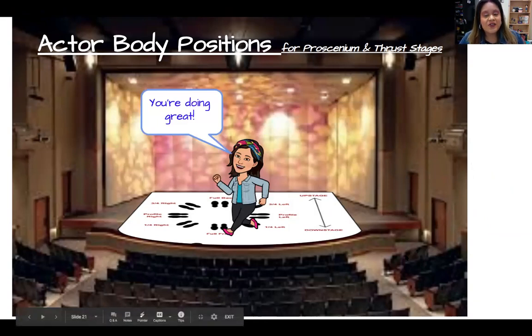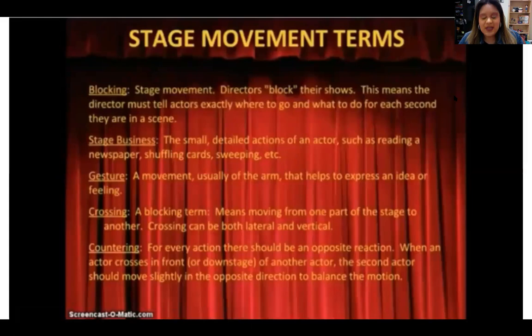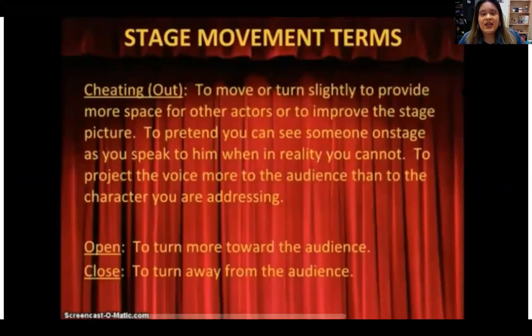There are a couple of other terms that you need to know as we get into moving around on stage. And so the first one is going to be cheating out. What cheating out means, whoops, let me go back. What cheating out means is to move or turn to show a little bit more of your body to the audience and to improve the stage picture.